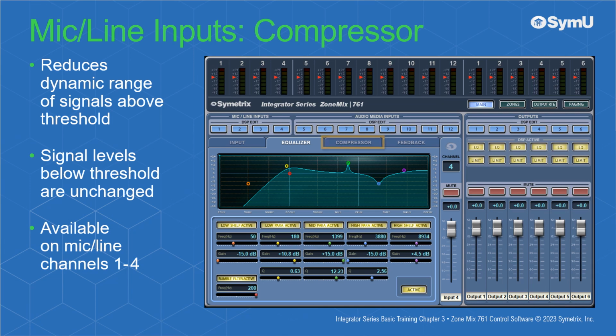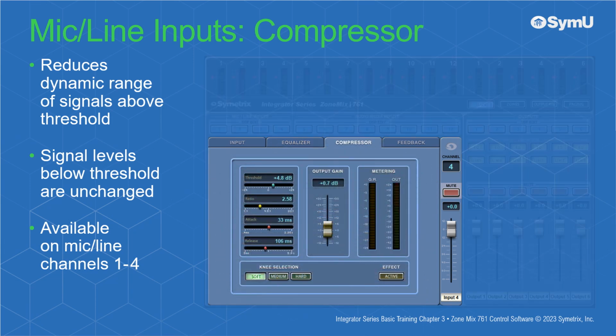The compressor is also available on mic line channels 1 through 4. It reduces the dynamic range of signals above a user-determined threshold. Signal levels below the threshold remain unchanged.